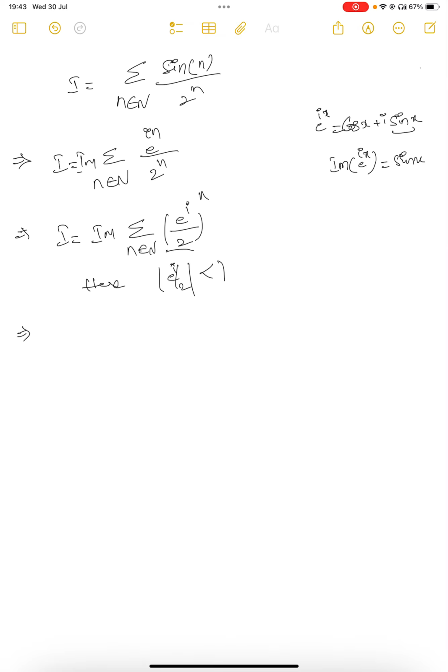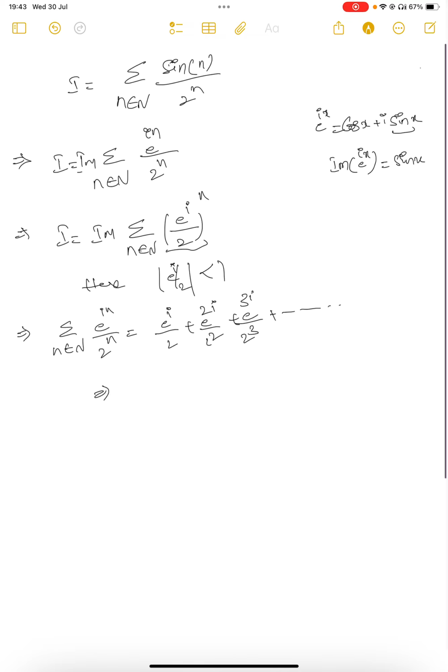Let's check this part: the summation n belongs to N of (e power i by 2) power n. For n equal to 1, it is e power i by 2. For n equal to 2, it is e power 2i by 2 square. For n equal to 3, it is e power 3i by 2 cube, and so on. As you can see, r is e power 2i by 2 square divided by e power i by 2. This 2 will get cancelled, e power 2i divided by e power i is e power i, and this 2 remains there.